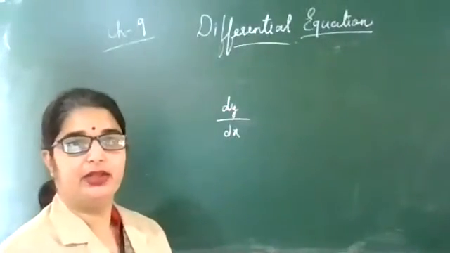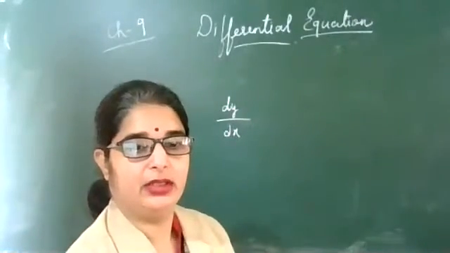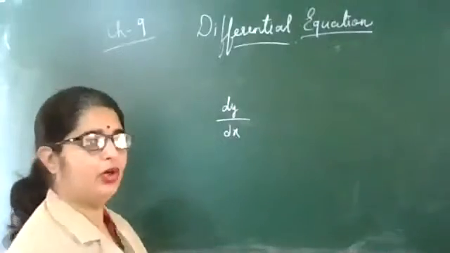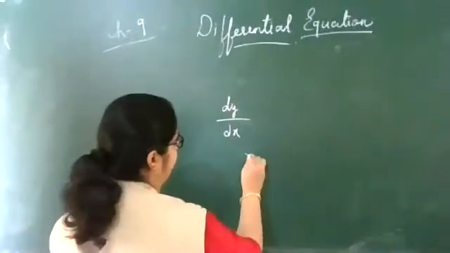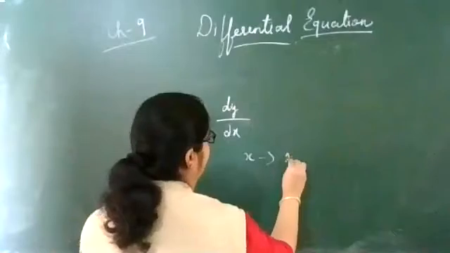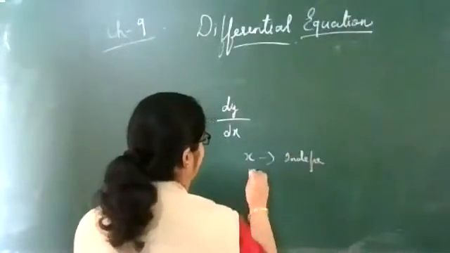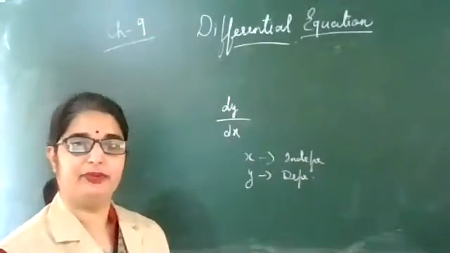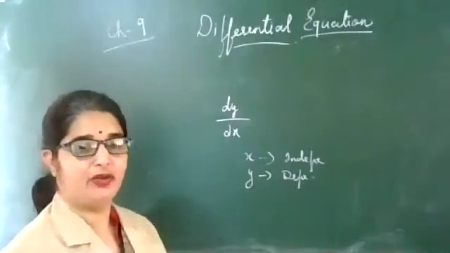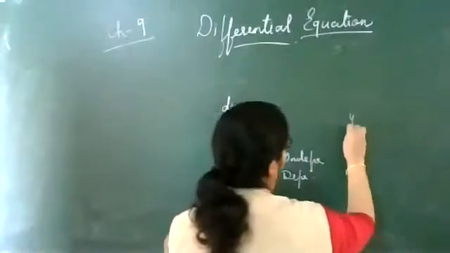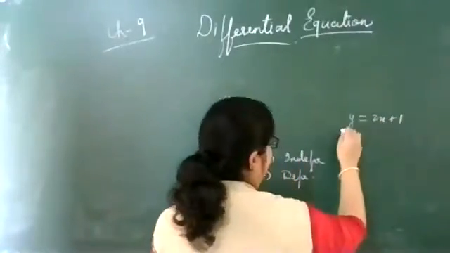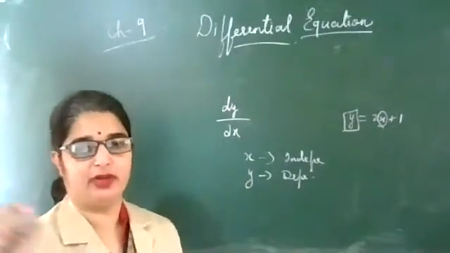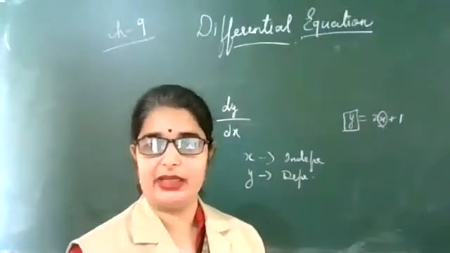Anyone who can tell, you can unmute yourself. What is dependent and what is independent variable? Here you can see x is an independent variable and y is the dependent variable. Whenever you have an equation y equals x plus 1, y is dependent on x. Y is always dependent on the value of x. Whatever value of x we put, accordingly we get the value of y.